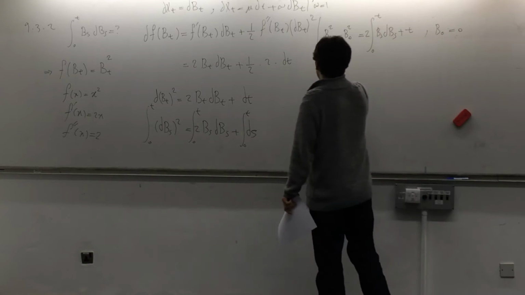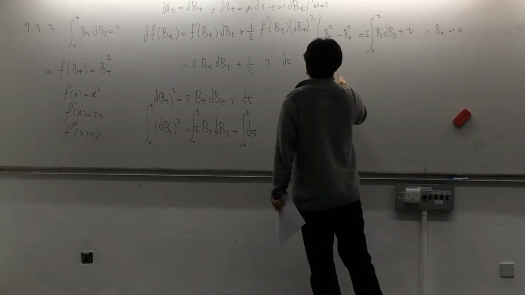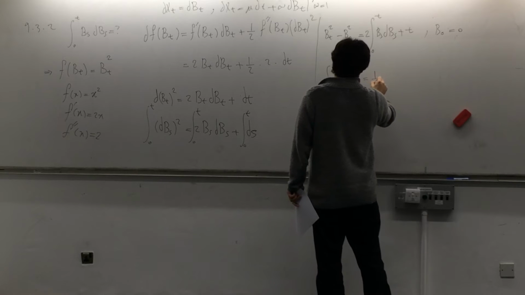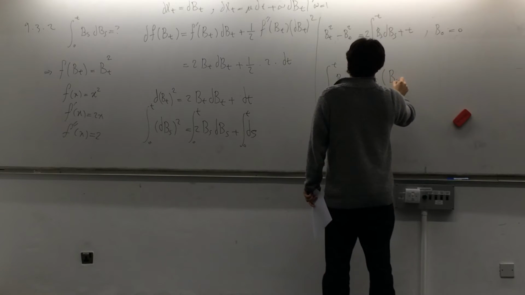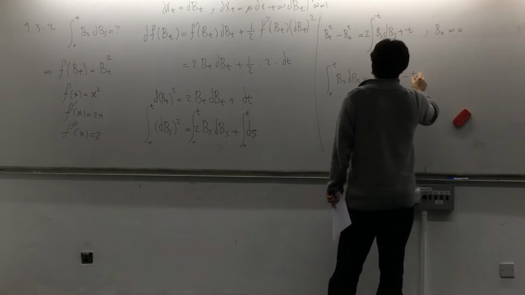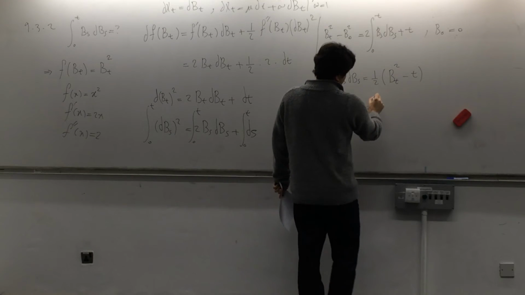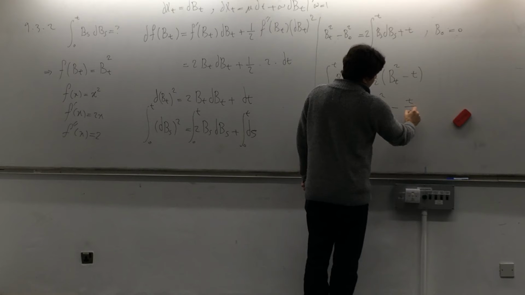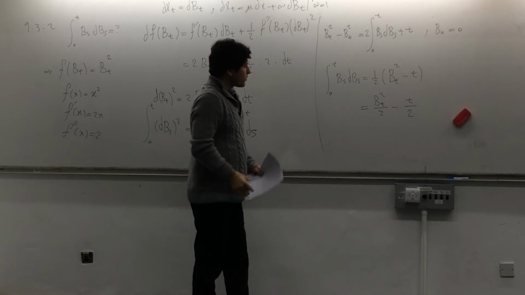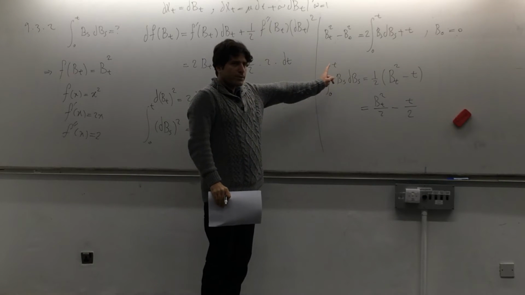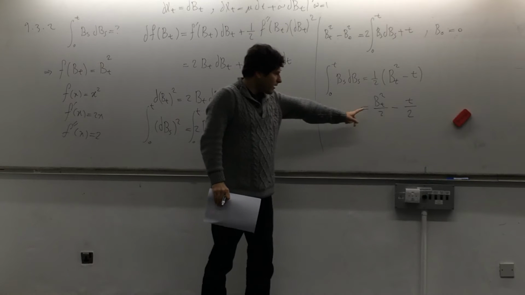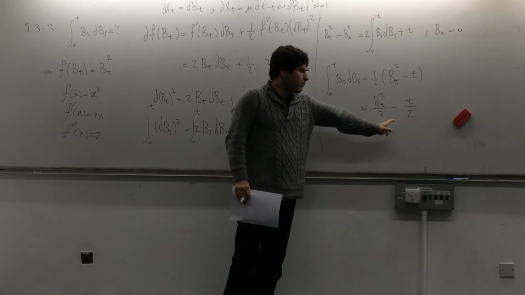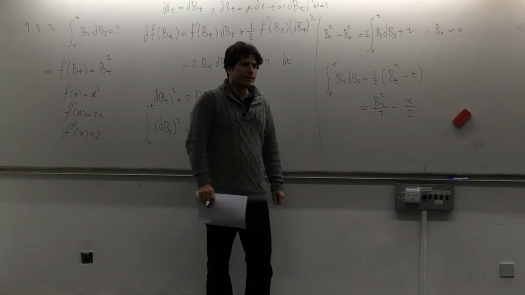And from here we get the integral from 0 to t of B_s dB_s is equal to half of B_t squared minus t divided by 2. So you can see that the integral from 0 to t of B_s dB_s is not just half of B_t squared. We also have an additional term, minus half of t.